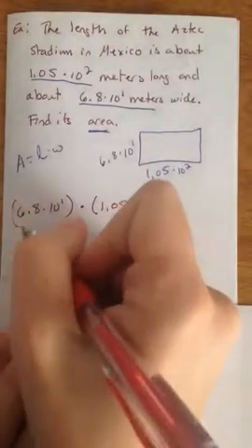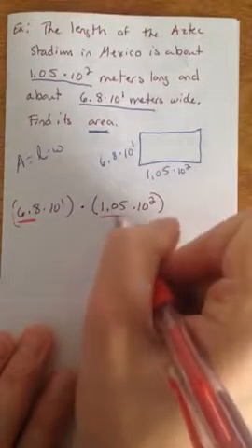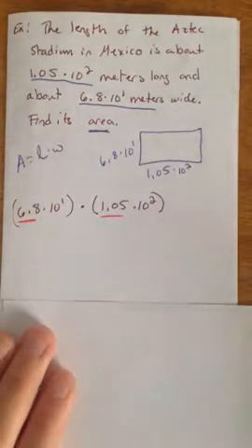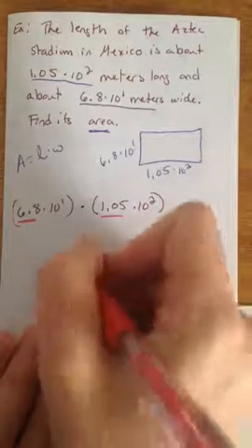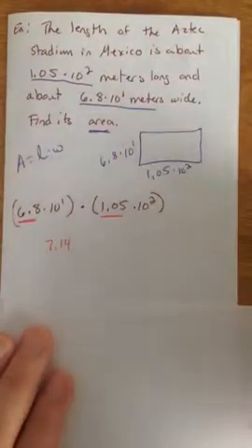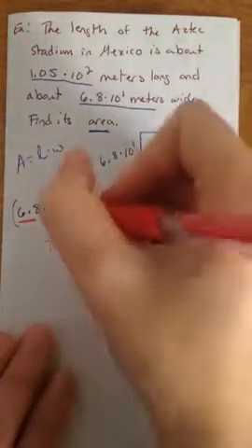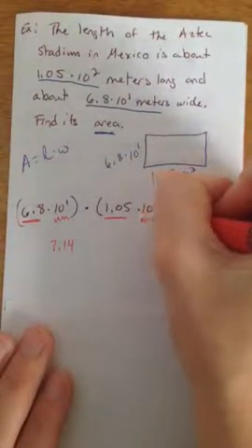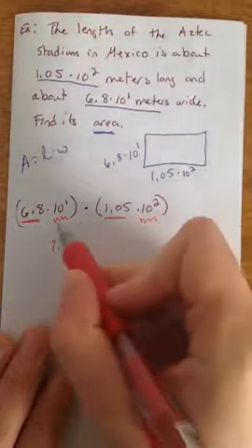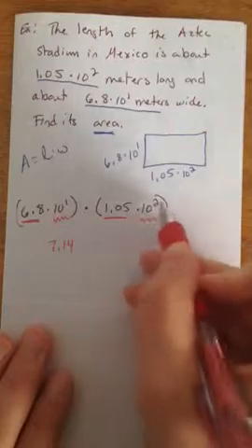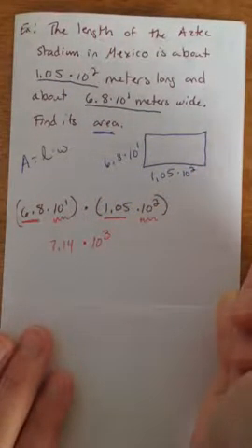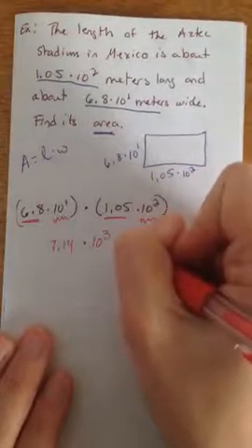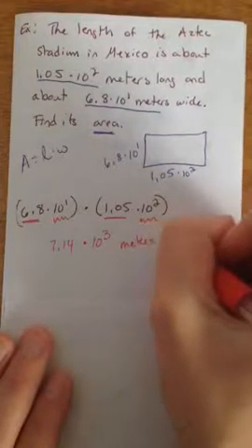So when I'm multiplying, I can multiply the coefficients, and this is something you could use the calculator for. But 6.8 times 1.05 is 7.14. And then I get to combine the tens. Because they're the same base and it's multiplication, I add the exponents, which gives me 10 cubed. And this should be meters squared because it's meters times meters.